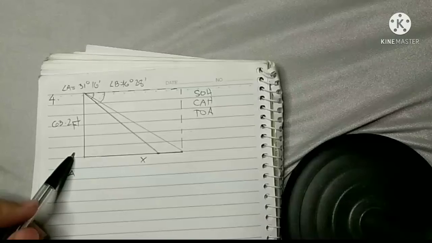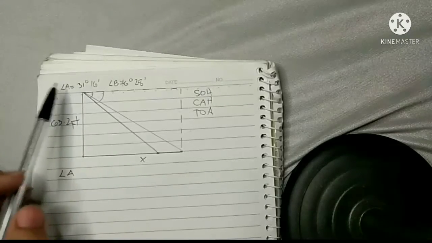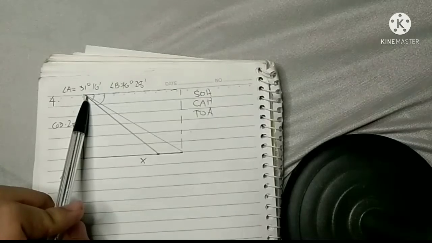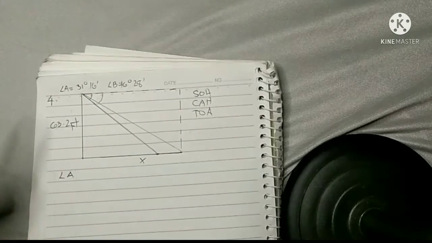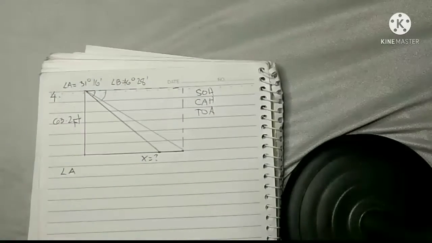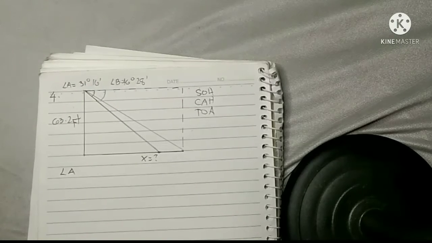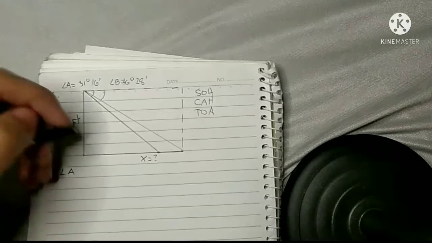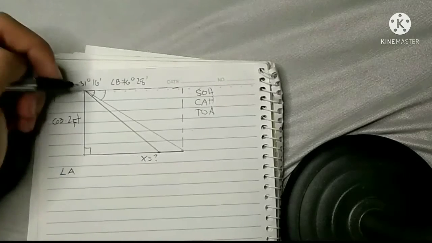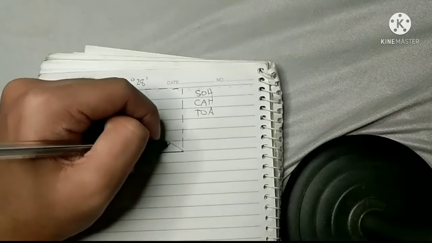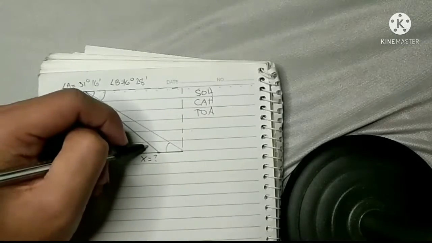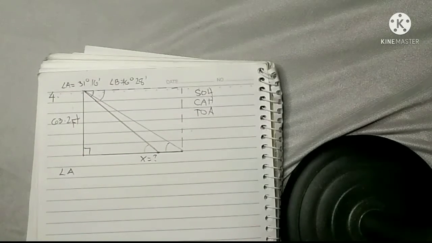To solve for the distance between our two objects, first we need to illustrate. So we have here our two angles, which are 31 degrees 16 minutes and 46 degrees 28 minutes, and the height of our tower, which is 63.2 feet. To find the distance between our two objects, we need to compute for our adjacent. Our adjacent is unknown, and we have our opposite, which is 63.2 feet, and our two angles. So first, we need to convert our angles.